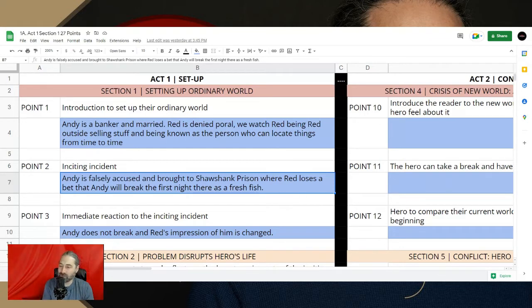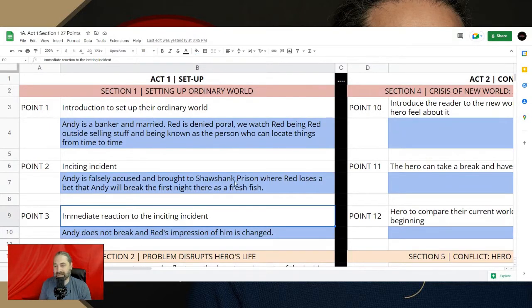And Red makes a bet that, hey, he's gonna break first. I look at that, a piece of wind will blow that guy over, right? Which brings us to the immediate reaction: Andy does not break, and Red's impression of him changes. And there you go. That's the first section.